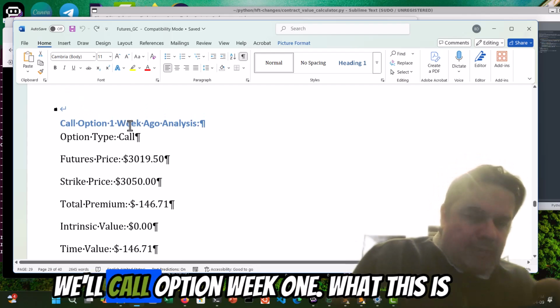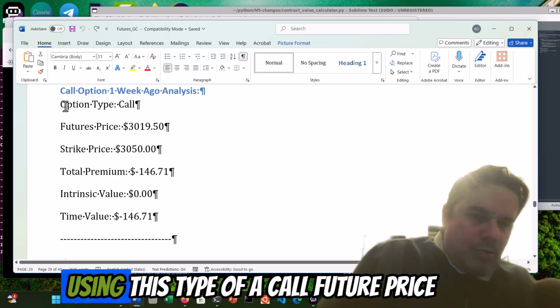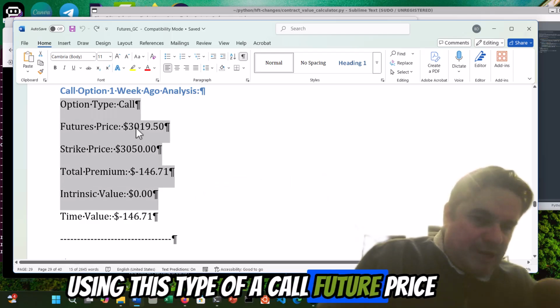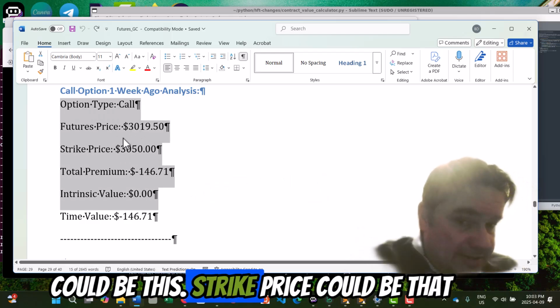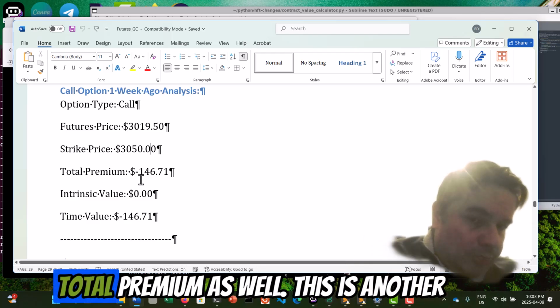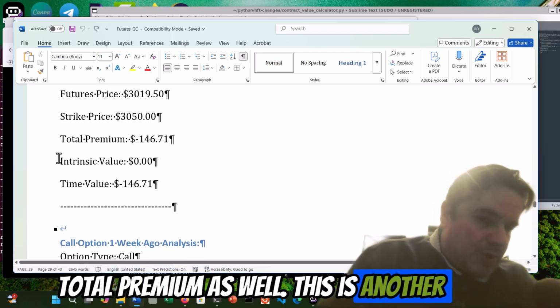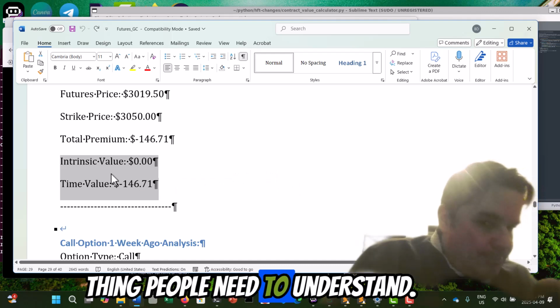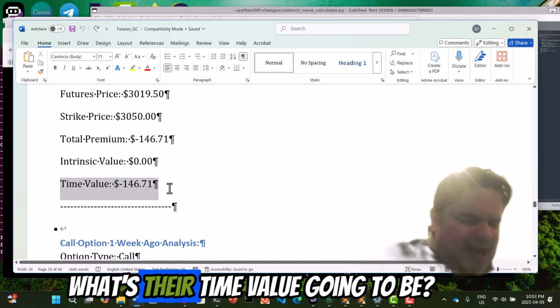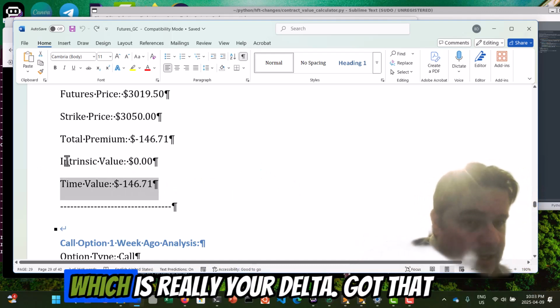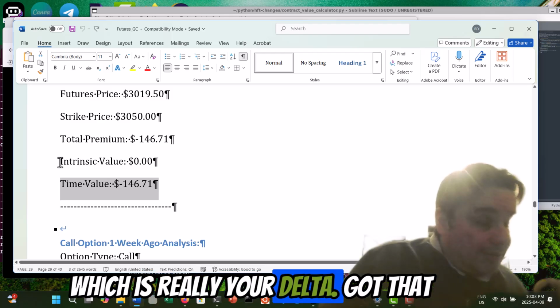So again, we'll do a call option, week one. What this is using is this type of call. Future price could be this, strike price could be that, total premium as well. This is another thing people need to understand: what's their time value going to be? Which is really your delta.